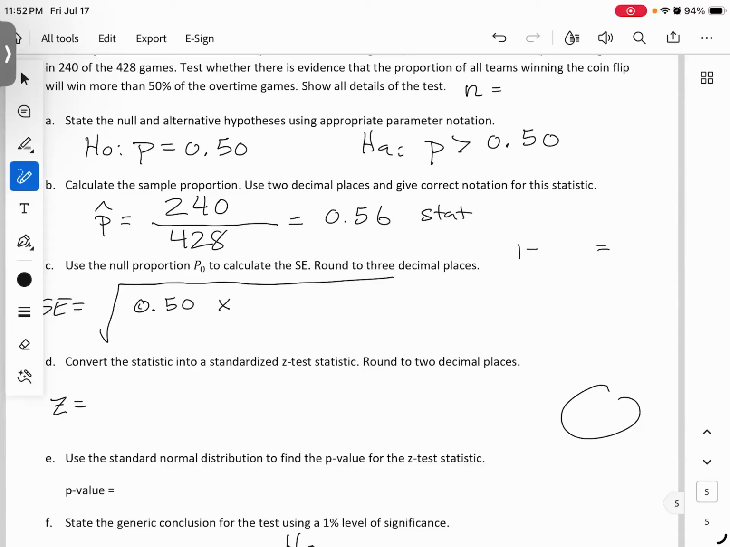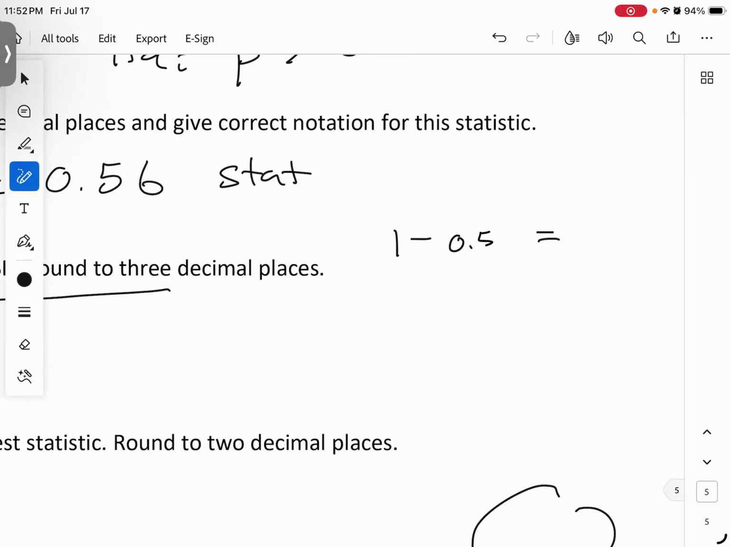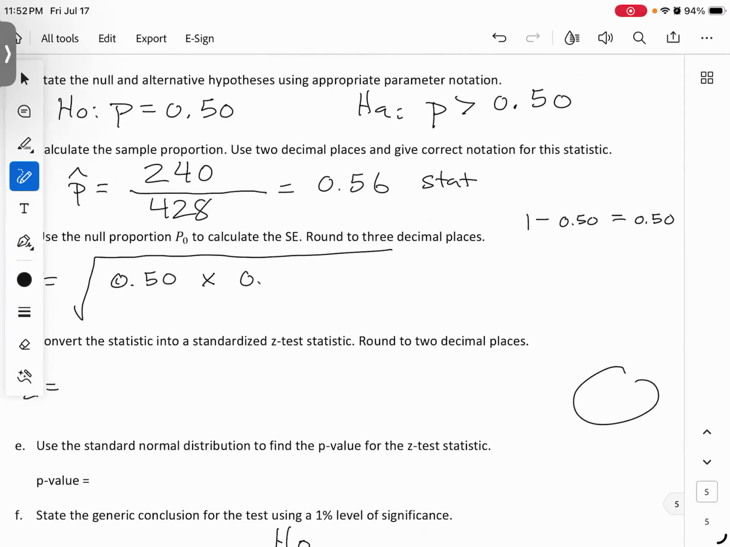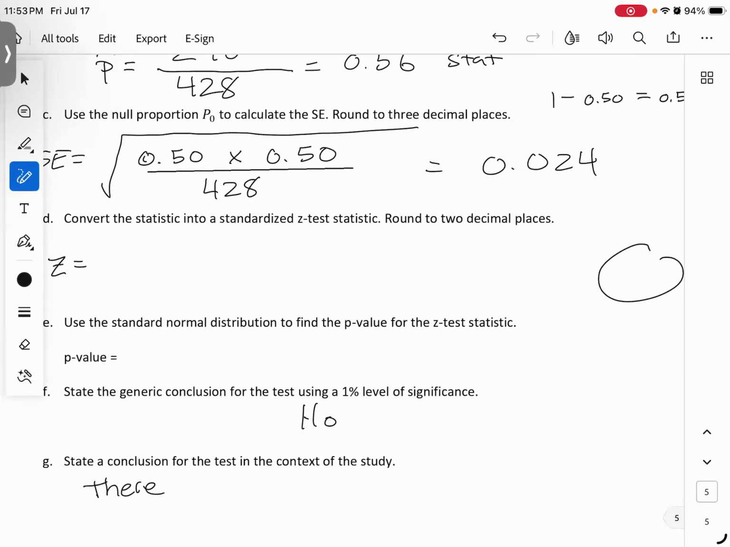0.50 times, and then right here is what we would usually put, the complement. I'm just going to do it right over here to the side. If we're doing the complement of 0.50, well, that's 0.50. And we've got to make sure we put the correct number here, which would be the sample size, 428. And that gave us 0.024.